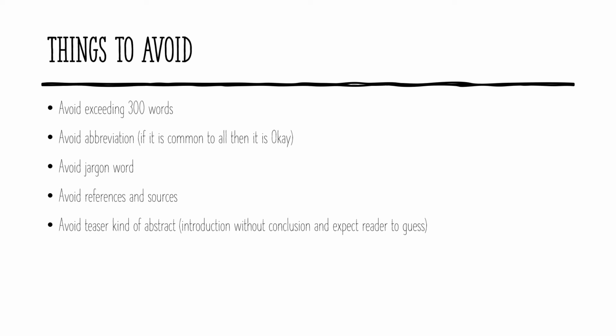Next is to avoid jargon words. Jargon words normally happen in technical papers. So try to use more general words that everybody can understand. Maybe you can use jargon words inside your report, but not in your abstract, because this will affect the reader's interest in reading more about your project.